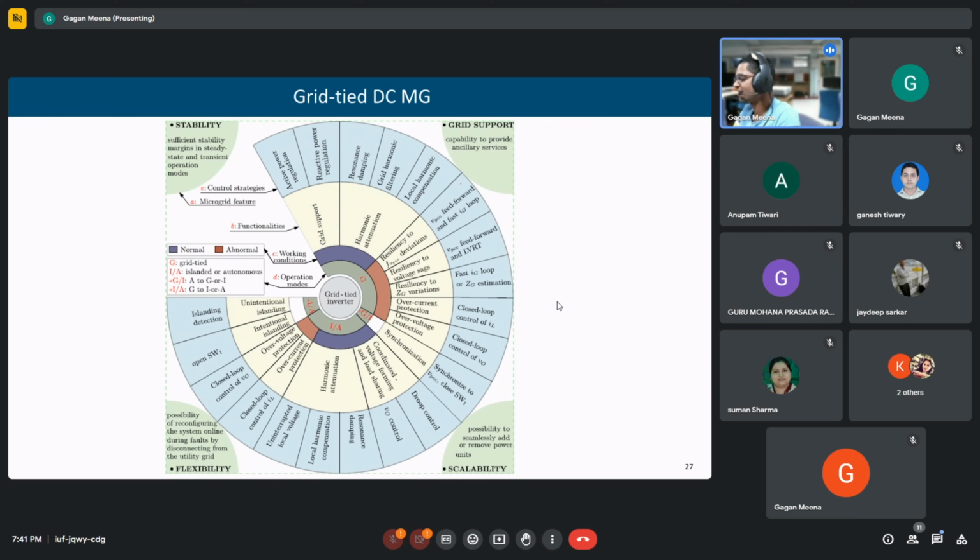So when do we require black start services? What was the question? When do we require black start services? Grid failure. Yes, blackouts, brownouts. We require black start for all these. Then second is scalability. It is possible to seamlessly add or remove power units. We can add more generators, more DERs. And the DC microgrid can also ensure sufficient stability margin in steady state and transient operation modes.